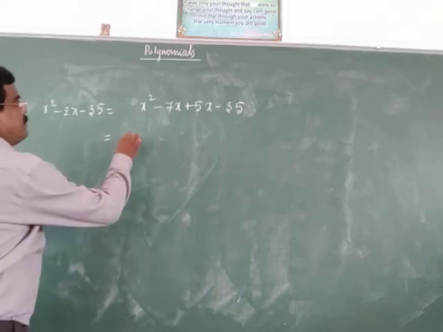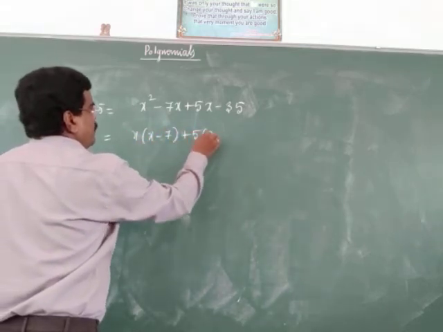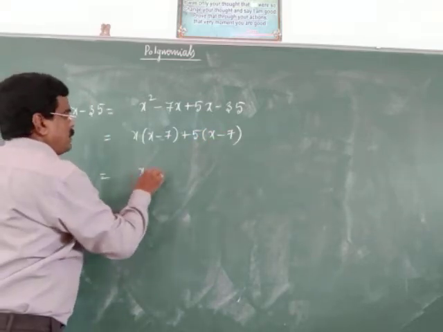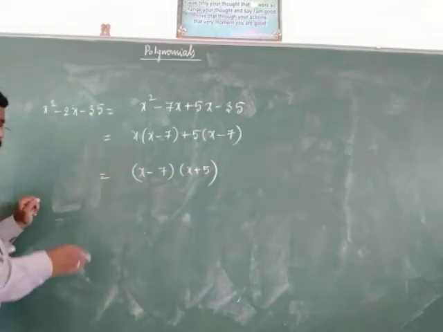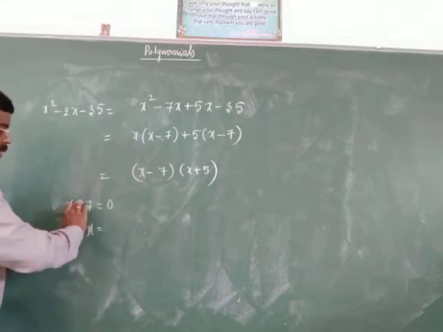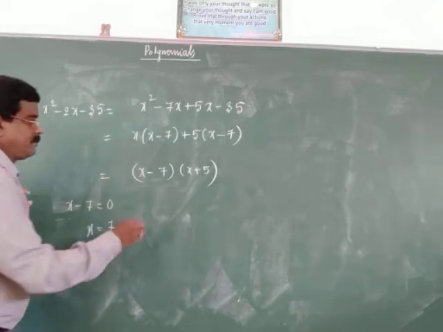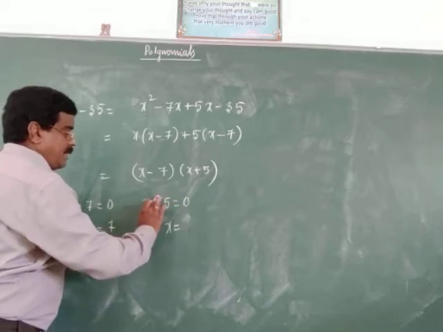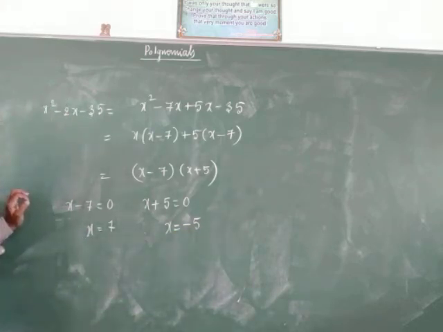That is x into (x minus 7) plus 5 into (x minus 7). Ultimately you will get what? (x minus 7) into (x plus 5). So x minus 7 equals 0 implies, transposing this minus 7 to the right-hand side, it becomes plus 7, or simply 7. Similarly, x plus 5 is equal to 0 means transposing this plus 5 to the right-hand side. Be careful, change the sign. So it is minus 5.